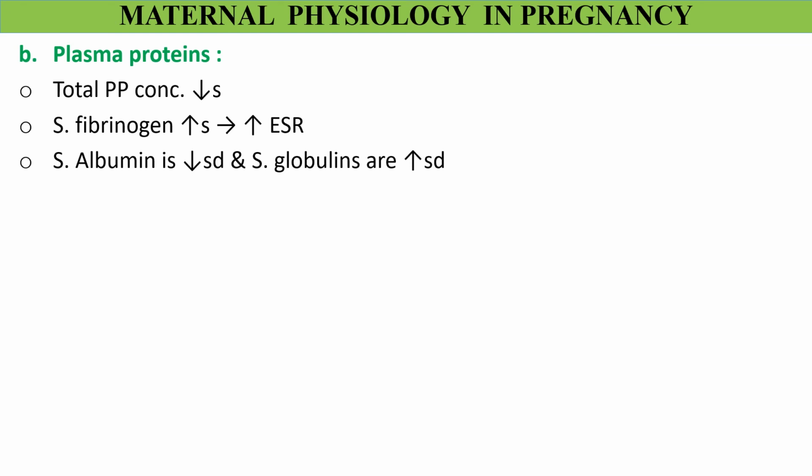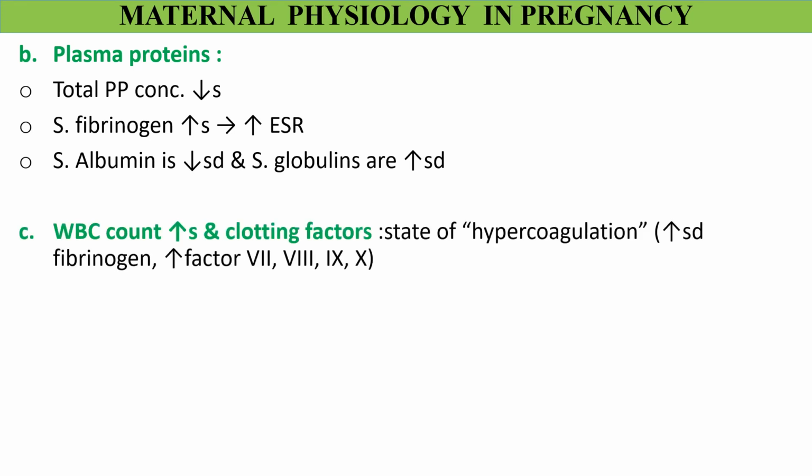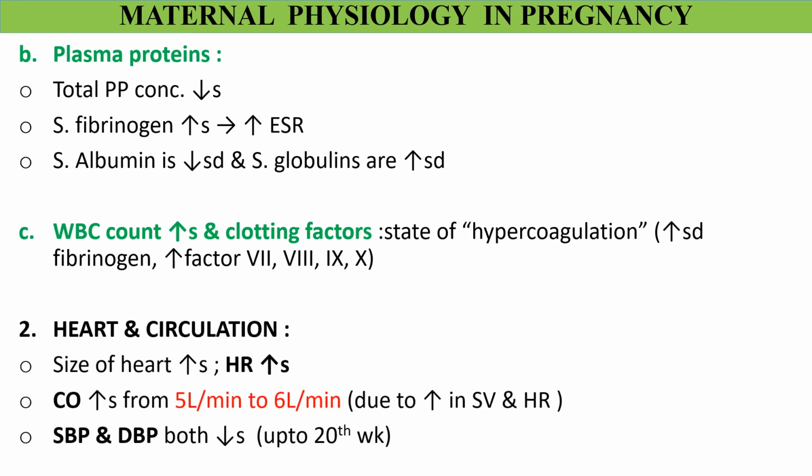The total concentration of plasma proteins decreases from 7.5 to 6 gram per deciliter. The fibrinogen level increases and the serum albumin level decreases markedly. Total leukocyte count increases along with the increase in the clotting factors. The gravid uterus pushes the diaphragm upwards, resulting in change in the position of the heart slightly.